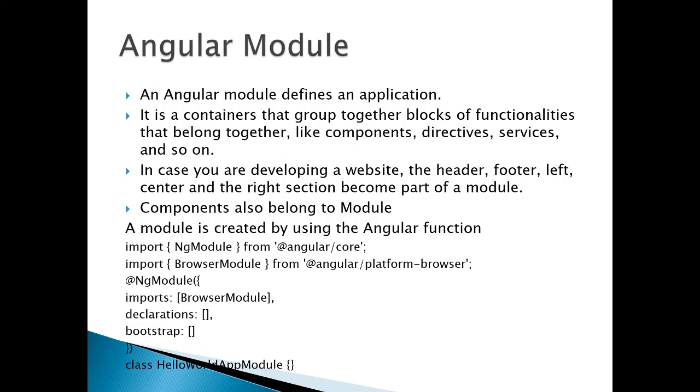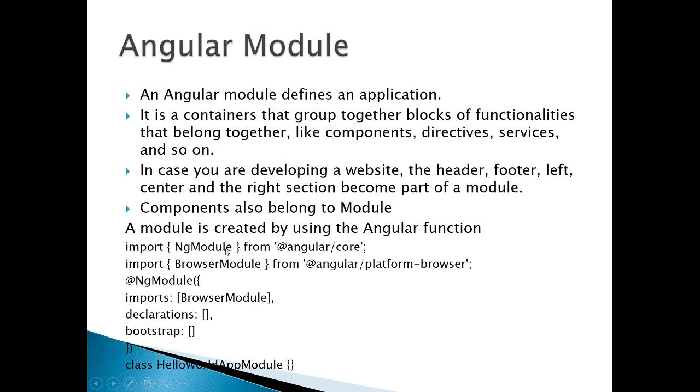So a set of similar functionalities are put into a container, that is basically our Angular module. Components also belong to the module. Every component needs to be part of some module. This is an example. In Angular, a module is a simple class, just like HelloWorldAppModule. This is a class with empty information, but you provide this information using a decorator.